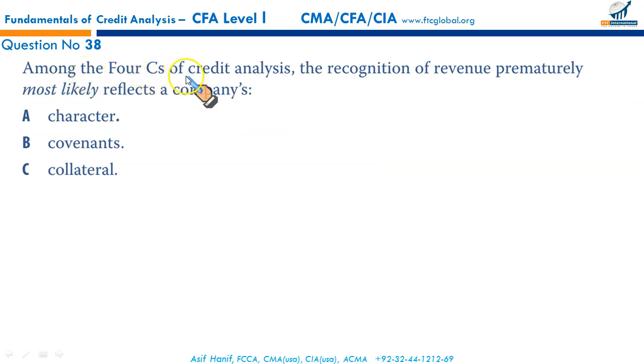Among the four C's of credit analysis, the recognition of revenue prematurely: revenue recognition criteria have not been met and the revenue is being recognized prematurely. That puts a question mark on the character. Aggressive accounting, tax strategies, all these are examples of aggressive accounting, recognizing your revenue prematurely, even though the revenue recognition criteria have not been met. A.